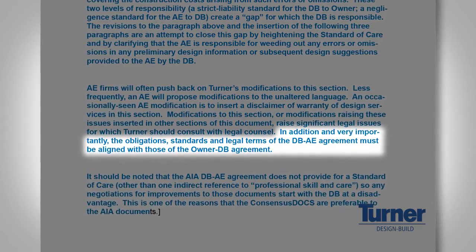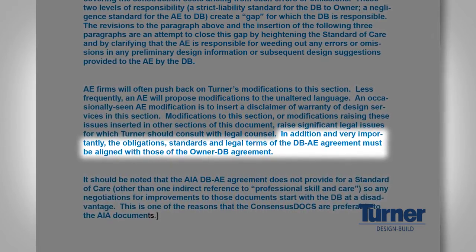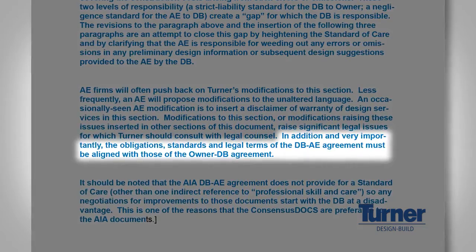This is one case where the owner's contract with Turner has to be aligned with Turner's contract with the designer. If our contract is going to provide that we are responsible for ferreting out errors or omissions in the owner's information, then we have to pass that liability down and that obligation down to the architect.